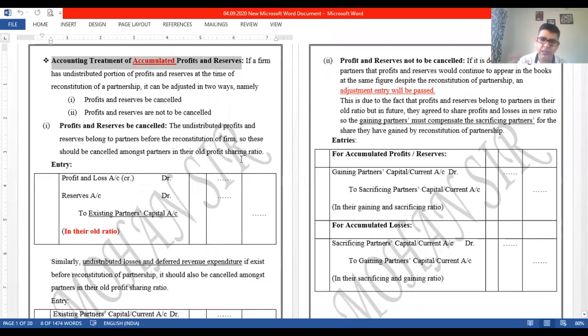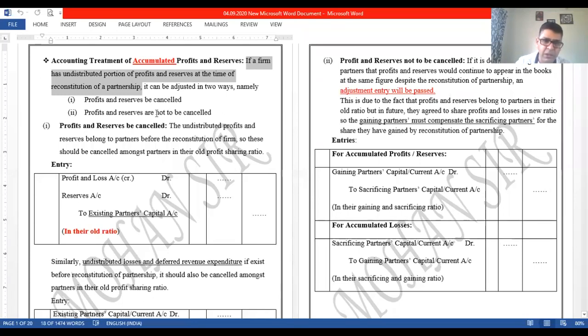Even for theory, you can see I'm sharing two pages on the screen. The reason is very clear: I just want you to differentiate the things very clearly. Now let us read this. If a firm has undistributed portion of profits and reserves at the time of reconstitution, it may be at the time of change in ratio, admission, retirement, death. All these are the reasons of the reconstitution, right? So if any undistributed profit is there, that has to be distributed amongst the partners.